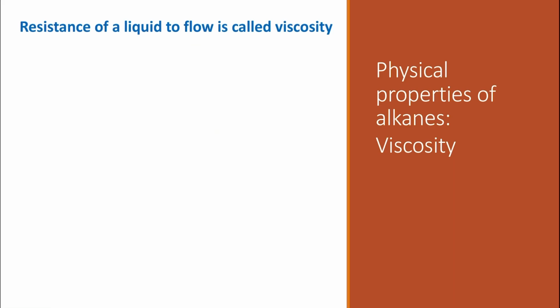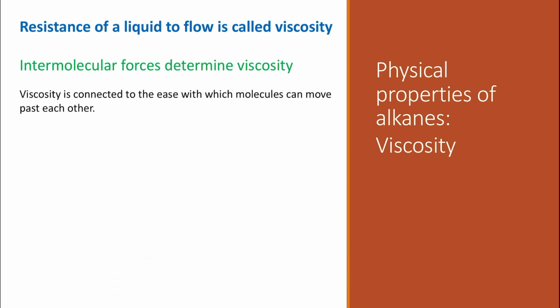The second physical property is viscosity, and viscosity is basically the resistance of a liquid to flow. And intermolecular forces also determine the viscosity. So viscosity is connected to the ease with which molecules can move past each other. And viscosity will increase with an increase in the intermolecular forces. So the stronger the intermolecular forces, the higher the viscosity.